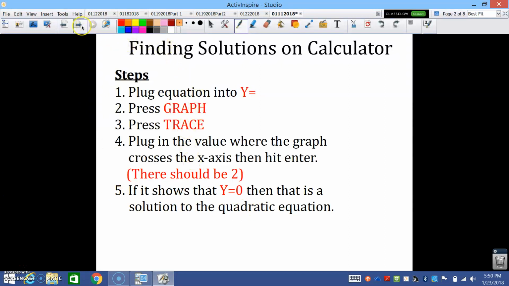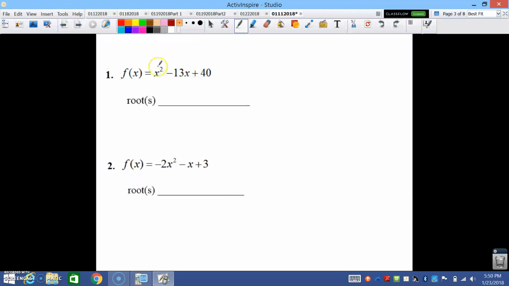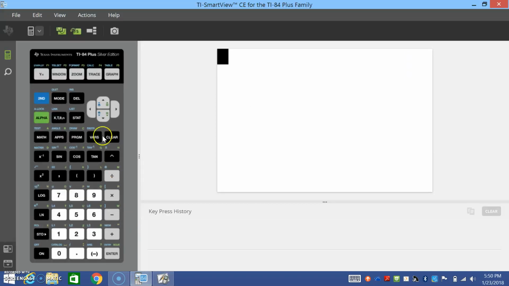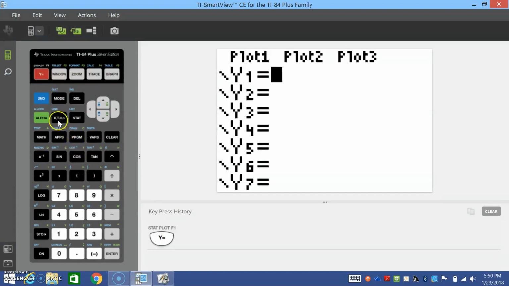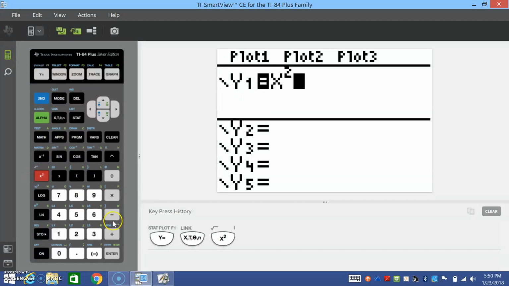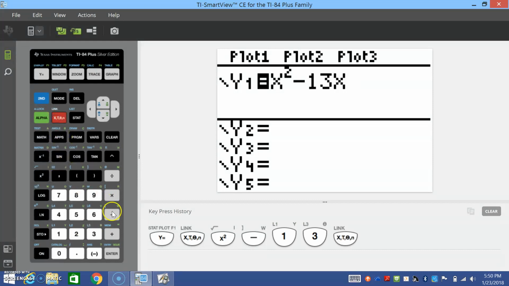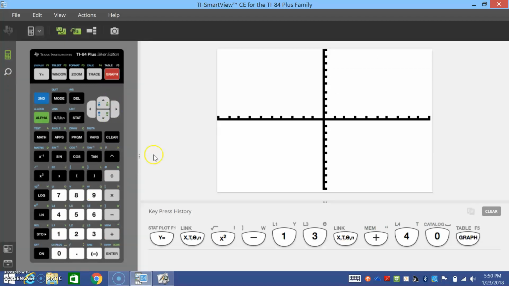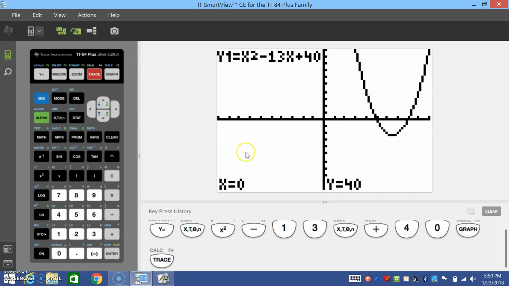Okay, so let's look at the worksheet. The first thing it gives us is x squared minus 13x plus 40. So we go down to our calculator, go to y equals, and we have x squared minus 13x plus 40. Once we do that, we're going to go to our graph. We see that the roots, zeros, solutions are over here. The way we can check them is press trace.